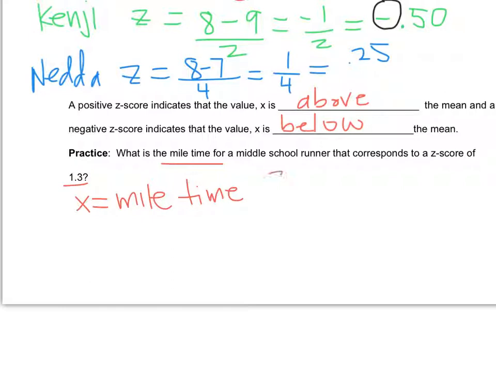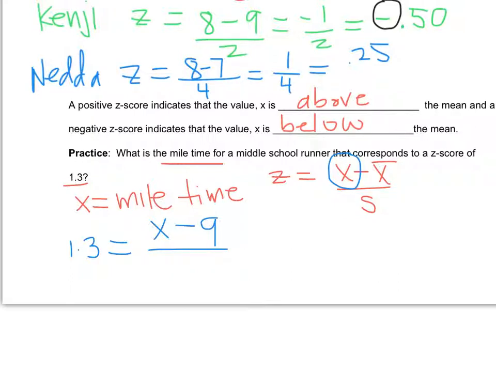And just a reminder, z-score is x minus the mean divided by the standard deviation. Okay, so in this case, what is unknown is that x, right? We know z, it's 1.3, and that's equal to the x that we don't know minus the mean that we do know of 9 divided by the standard deviation that we do know, that's 2. Okay, so we have a little bit of algebra to do. We want to solve for x.